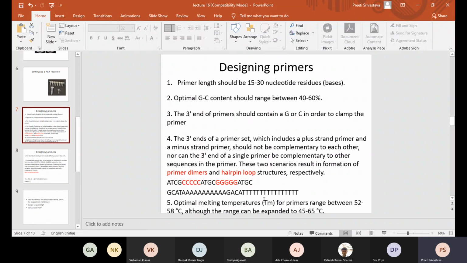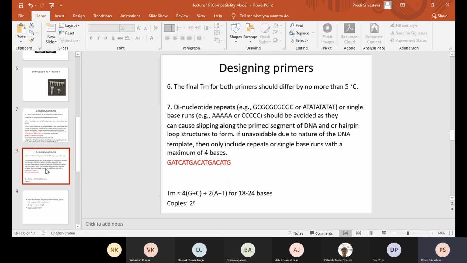So then the next point is optimal melting temperature. The melting temperature of the primers can also be calculated, and I'll be showing you in a second. The melting temperature of the primer should be between 52 to 58 degrees Celsius. Although the broad range is actually 45 to 65, the ideal range is between 52 to 58. So let's see how to calculate the melting temperature.